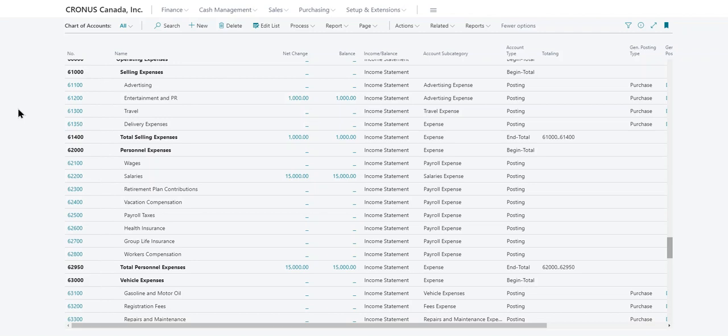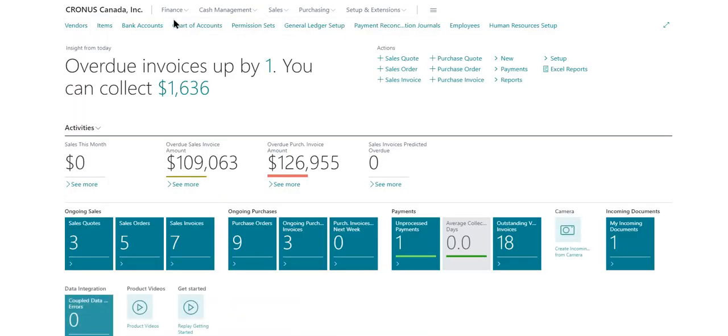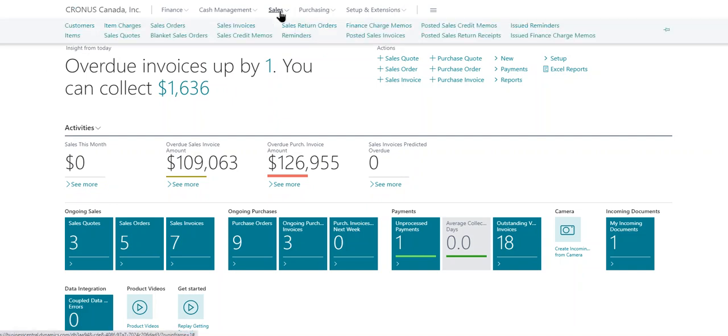Just from the ERP perspective, all customers and vendors in a business are called personal accounts. So if you were to go back to Kronos Canada Home, and if we actually look at the vendors and customers, for instance, sales has customers and purchasing has vendors. So all the accounts associated with these two belong to the personal accounts.